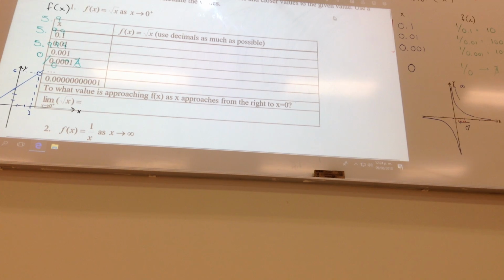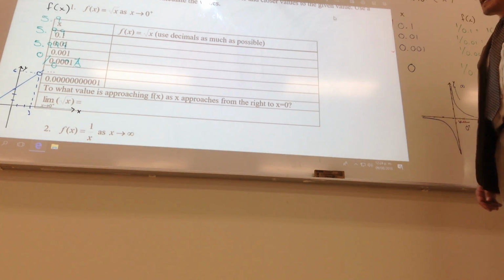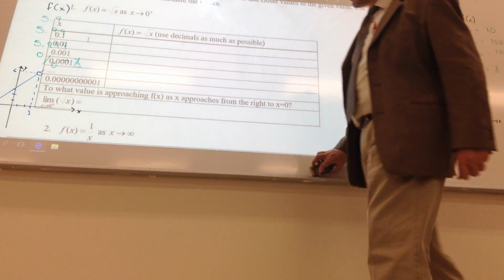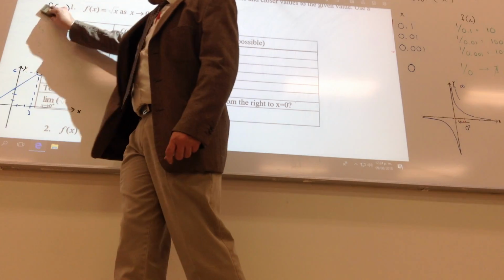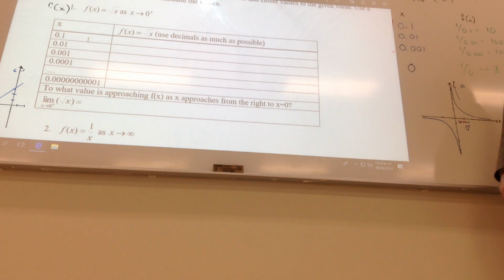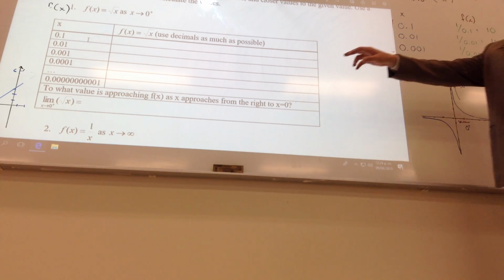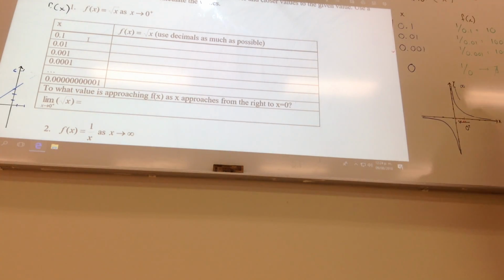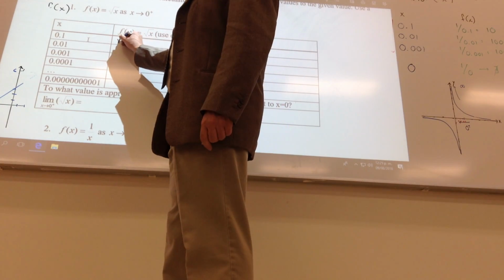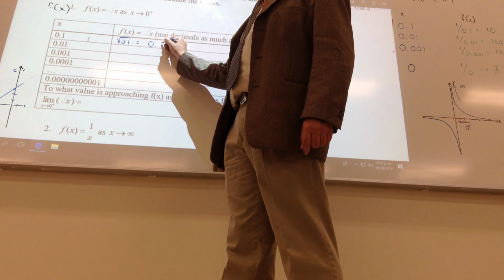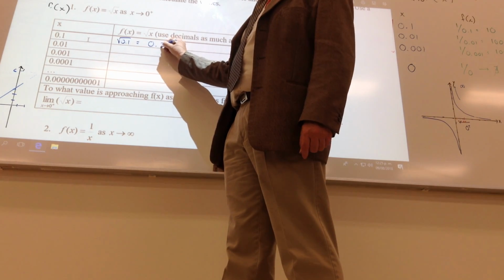Here, for example, it says f of x equal to the square root of x as x approaches 0. They're already giving you the values. 0.1, 0.01, 0.001, 0.0001, etc. 10 zeros and a 1. Let's do it. How much will be the square root of 0.1? Who can help me with that? 0.62?